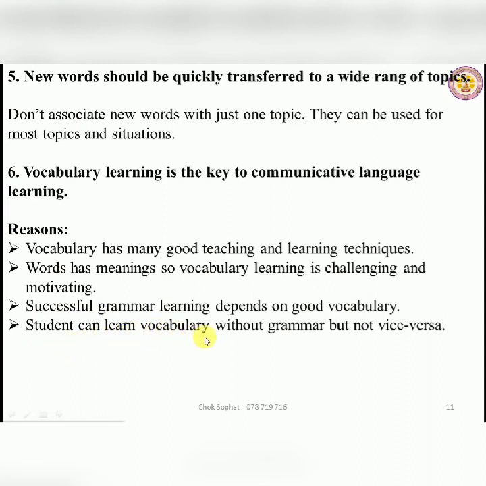Students can learn vocabulary without grammar, but not vice versa. So students can learn vocabulary without learning grammar. But the student cannot learn grammar without vocabulary, because when you teach the grammar, you need your students to practice their grammar. They have to use the vocabulary. That is interrelated. But we can teach a vocab without teaching grammar. For example, we just teach them the word apple. No need to use grammar.